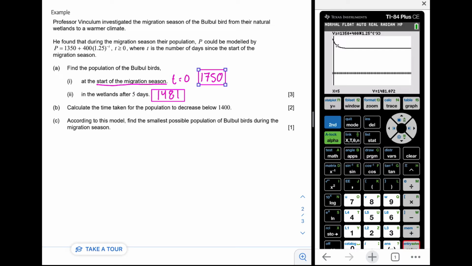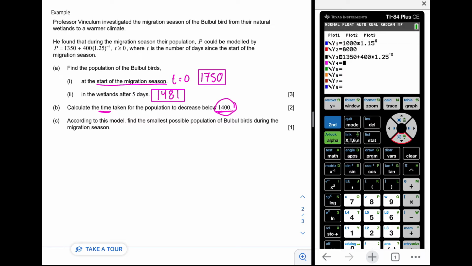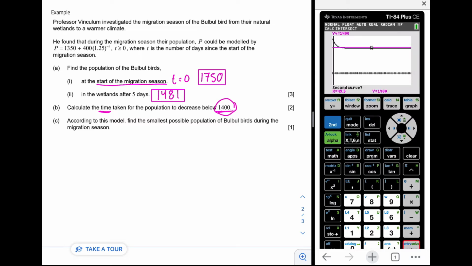Okay. B, calculate the time taken for the population to decrease below 1,400. Okay, we're in a situation where we know the population and we're looking for time. So I can go and y is equal to, insert a new equation, and I'm going to look for the intersection point. Second function trace, intersection. First curve is the black curve, second curve is the pink. And then for guessing, I can just click enter because there's only one point of intersection. And we're going to get that this point of intersection is 9.32, rounded to 3 significant figures.